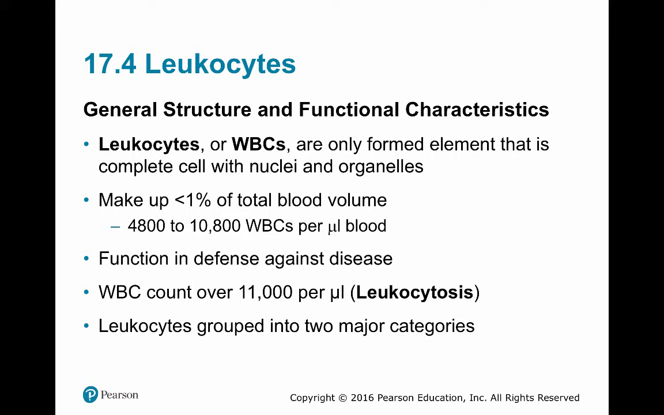A white blood cell count that's over 11,000 per microliter is what's known as leukocytosis. So that's a high level of white blood cells. Essentially, when we're talking about that, we're talking about the idea that there could be some sort of infection, right? And leukocytes are grouped into two major classes. They are known as either granulocytes or agranulocytes.